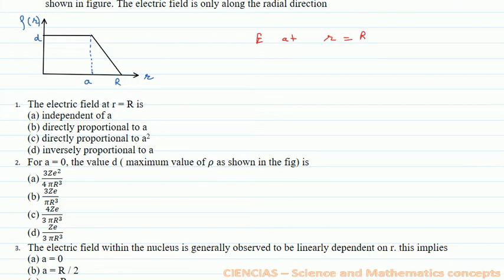So now we know that the formula of electric field is kq by r square, and the value of q is equal to Ze. This is for question number 1. So E is equal to kZe upon r square. In this formula, we are not getting A. It means the electric field is independent of A. Hence option A will be the correct option. So here we got option A.